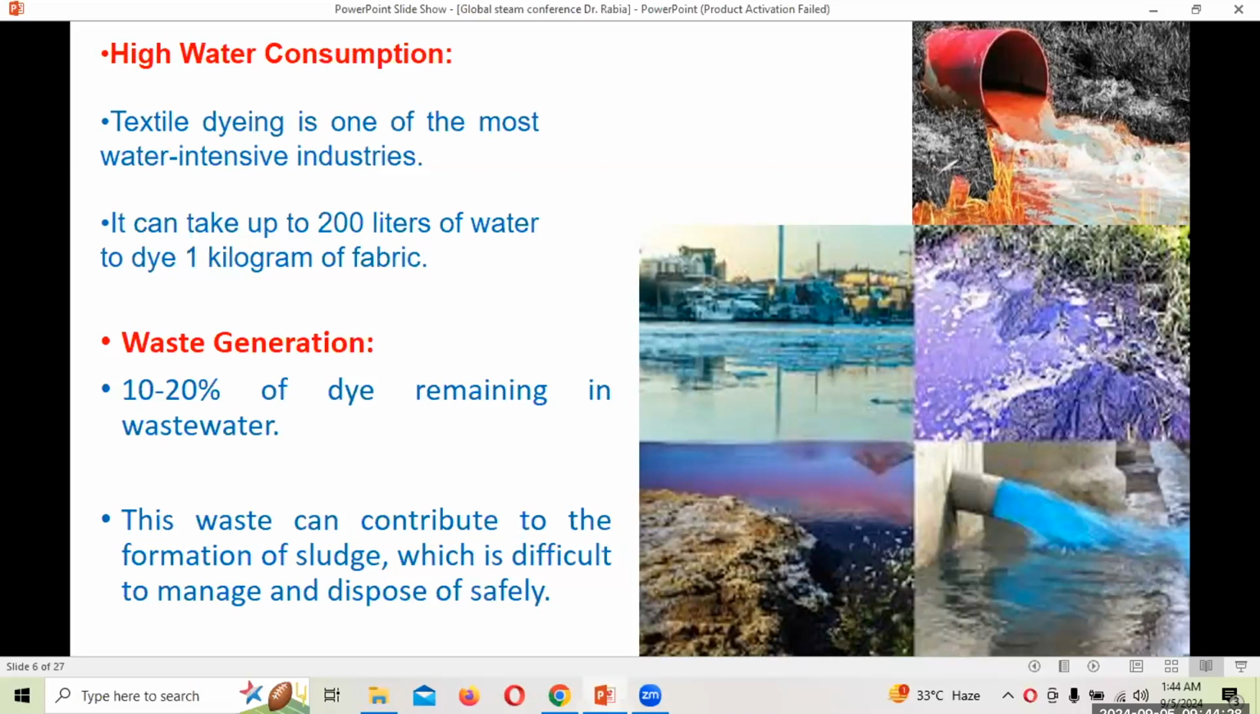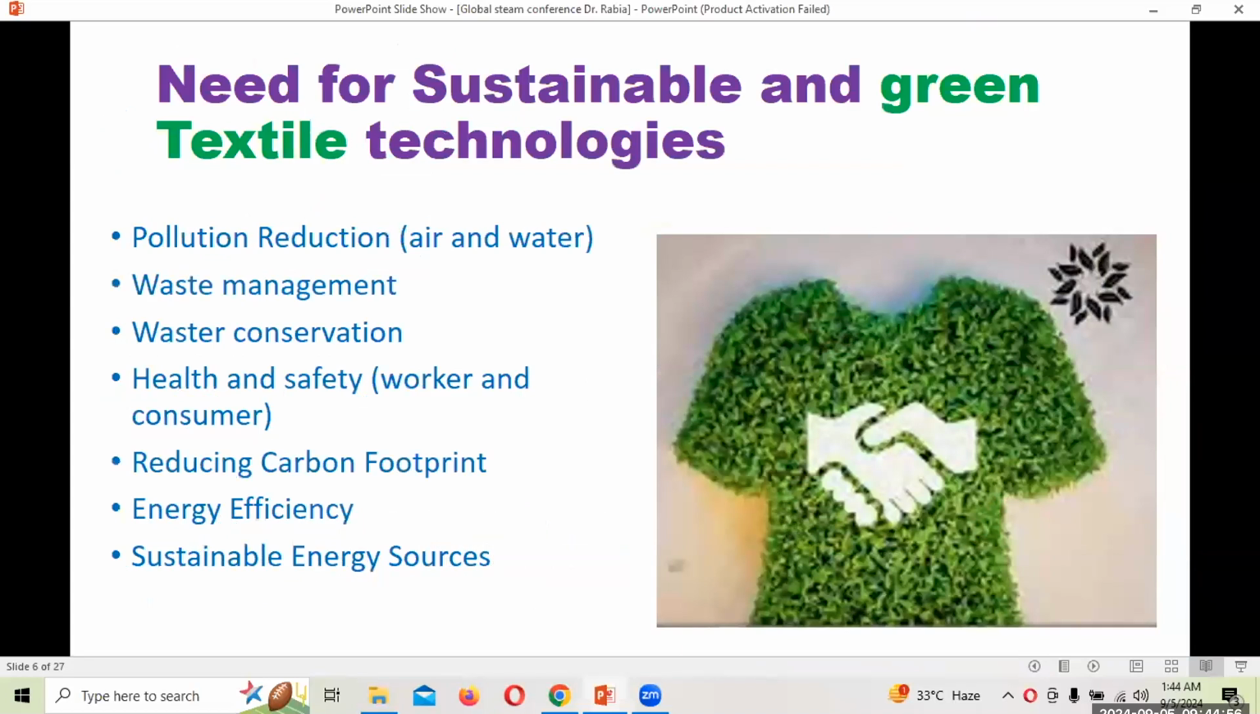Then waste generation. The textile industry is one of the most polluting industries. 10 to 20% of the dyes remain in the wastewater. We use millions of dyes every year in the whole world, and if these dyes remain in water, it causes huge pollution in our sludge, and it is very difficult to manage this waste. So all these processes in fashion need sustainable and green textile technologies.